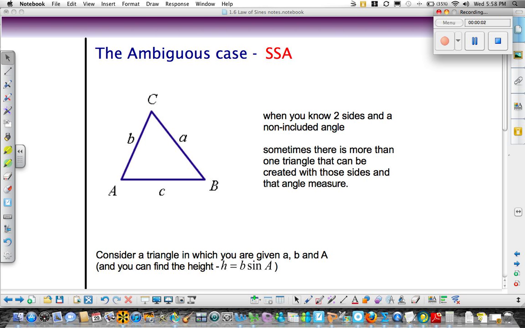Now we're going to talk about what we call the ambiguous case, side-side angle. This is really complex, so stick with me, practice the problems, and it'll all start to make sense. But I'm going to tell you right now, it's a little confusing. You're going to get frustrated because there's so many parts to it, but it's really, really important.